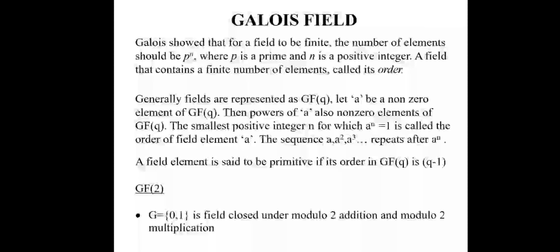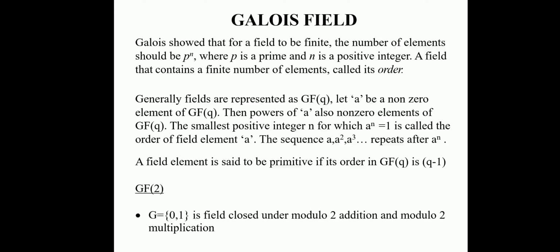Hi all, in this class we can see what is a Galois field. So we already discussed that in a field, if the number of elements is finite, then we can call it a finite field. And also we said that the number of elements in a field is called its order. Similarly, if the number of elements in a field is finite, then we can call it a Galois field, and it is represented as Galois field of Q. So Q consists of 0 to Q minus 1 elements.